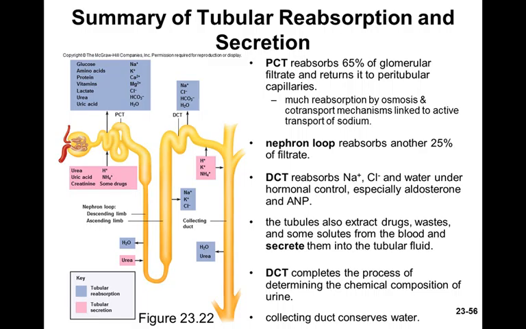The tubules also extract drugs, waste, and solutes from the blood and put them back into the tubular fluid. And the collecting duct conserves water. The DCT completes that process by determining the chemical composition of urine. So it's going to really make sure that the amount of salts in the urine is appropriate.